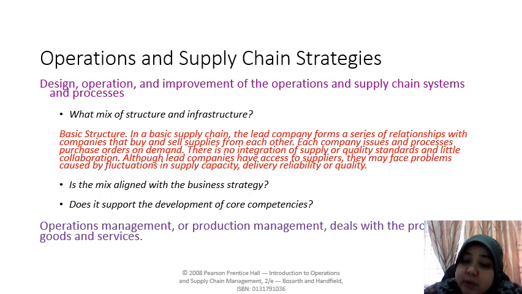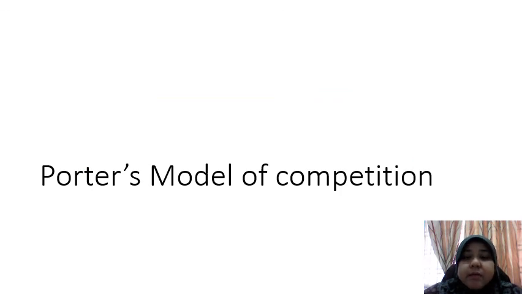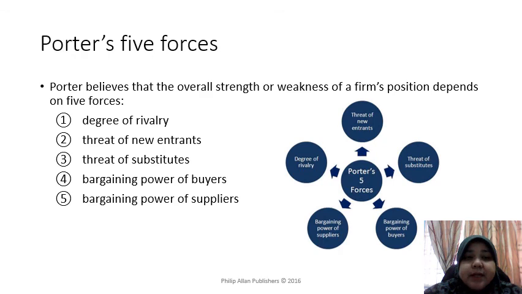However, even though companies have access to suppliers, they may also face problems caused by fluctuation in supply capacity, delivery, reliability or quality. Katakanlah kita dah supply dengan supplier telur ni agak lama, tetapi lama-lama telur ni makin tak ada quality. It's about time to change to a new supplier. Okay, and so on and so forth. Alright, ni saya tak ada plan nak detail sangat lah ya. So kita nak masuk kepada Porter's model of competition. Tadi tu banyak kepada being competitive, ya. Alright.